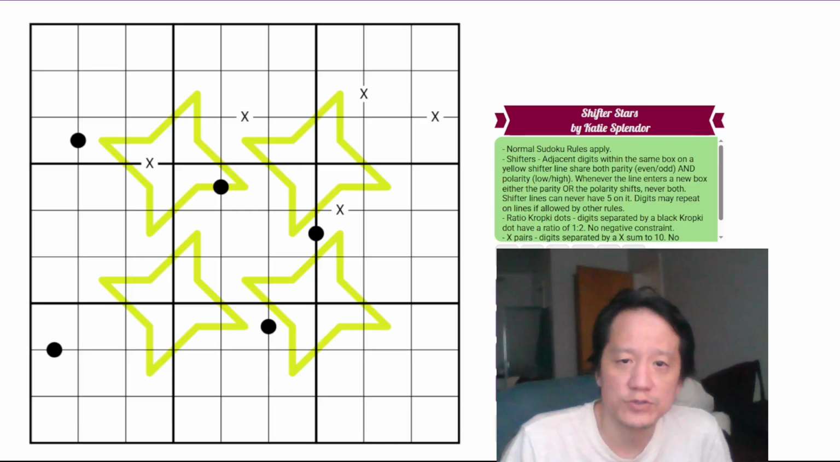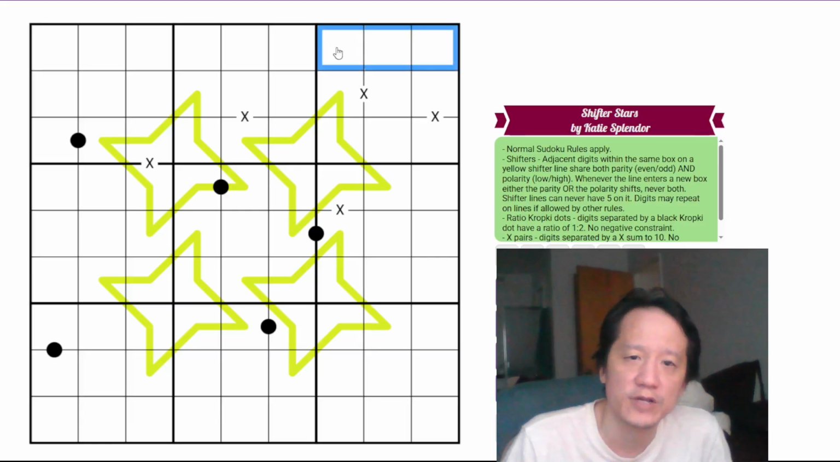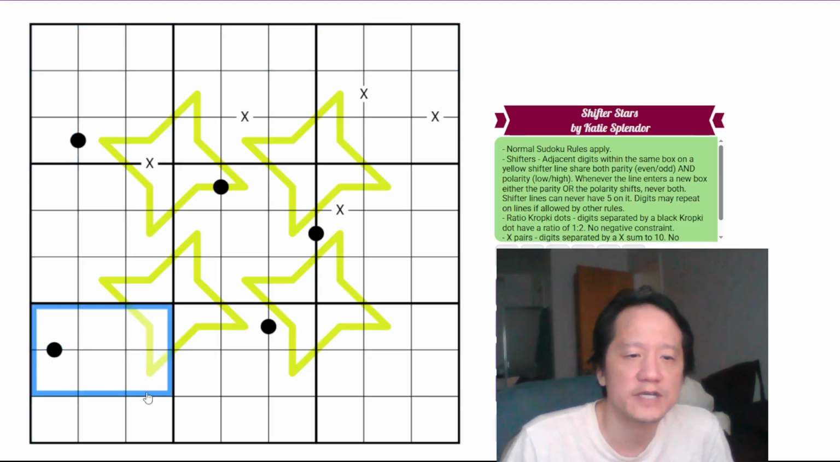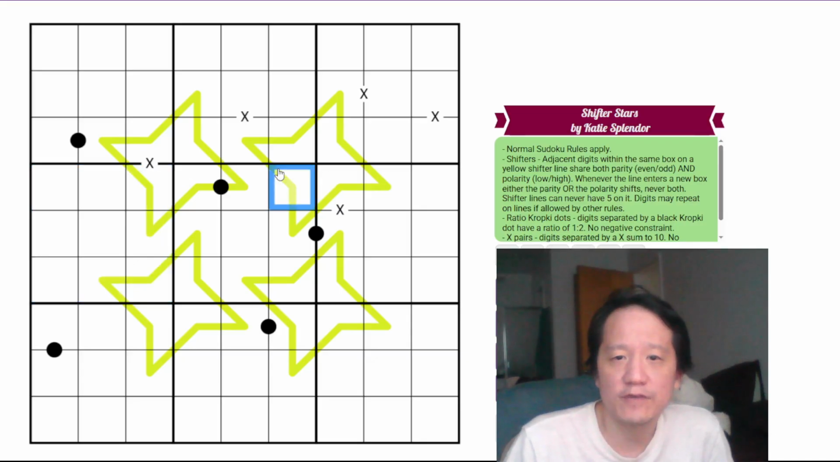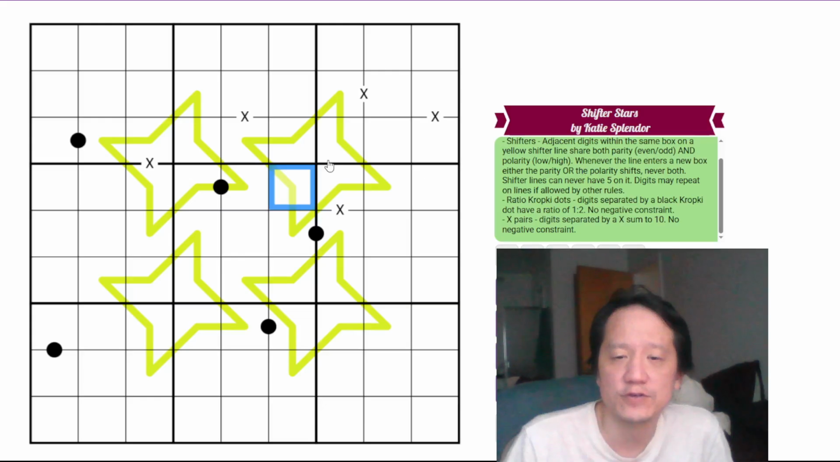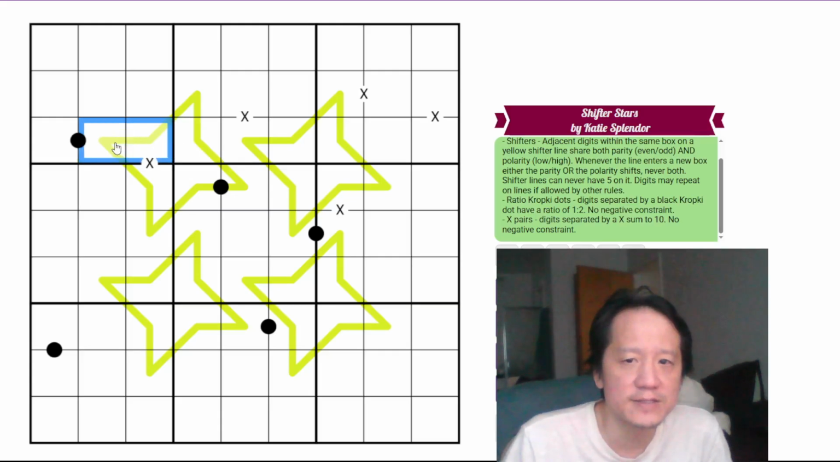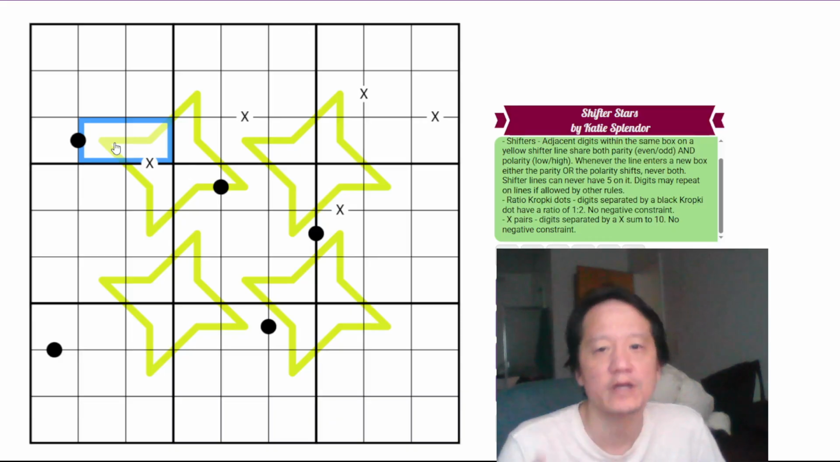And here are the rules. Normal Sudoku rules apply, which means fill the entire grid with the digits 1 through 9 such that there are no repeats in any row, column, or designated 9-cell region, or boxes. We have shifter lines. Oh, that's interesting. I don't think this is a typical shifter rule set, but adjacent digits within the same box on a yellow shifter line share both parity, even and odd, and polarity, low and high.